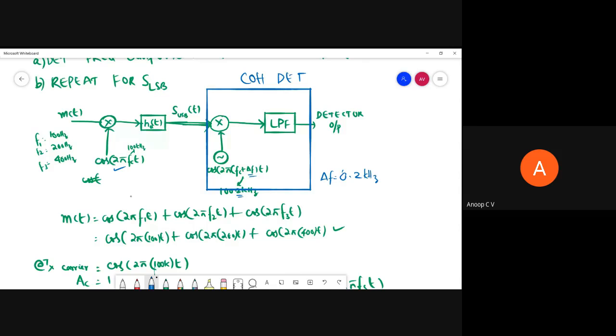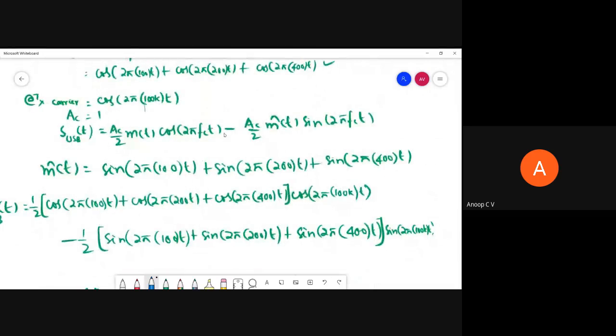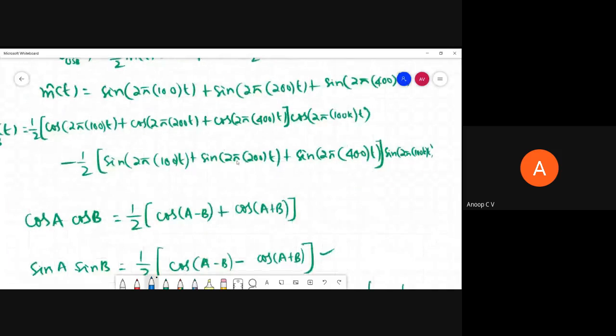So in the coherent detector, what happens now? You have to multiply this SUSB of t with cos 2 pi (FC plus delta F) t, right? So for this part, you can initially keep, instead of 100 plus 0.2, 100 plus 0.3, and you can keep FC plus F1.